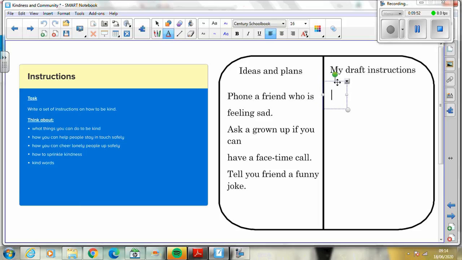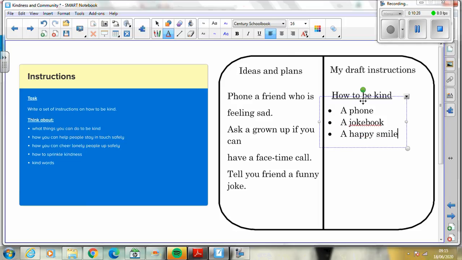The first thing they would have would be a title. And your title would be How to Be, underline our title. Then we need to include the things that we need. So it could be a phone, a joke book, a happy smile. So we include the things that we need and then we write the instructions underneath.